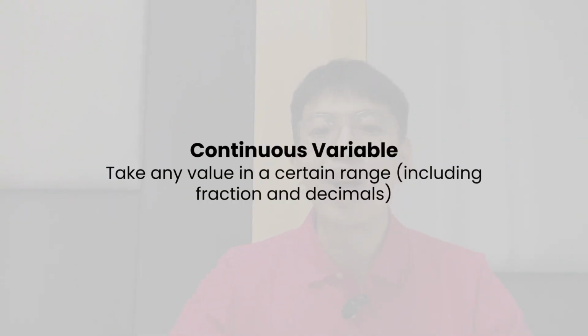A continuous variable, on the other hand, is like a smooth, unbroken line. It can take on any value within a certain range, including fractions and also decimals. There are no gaps or interruptions between values. For example, height and also weight. Your height could be in fraction or decimal form, for example, 173.25 centimeters. Your weight could be in fraction or decimal form, for example, 60.25 kilograms. That is a continuous variable.